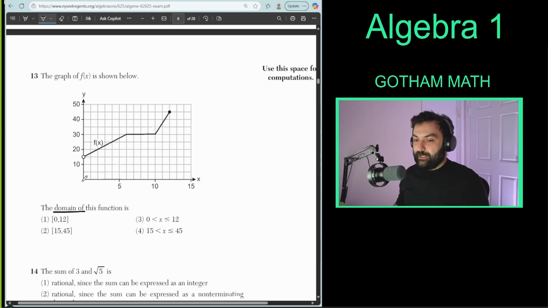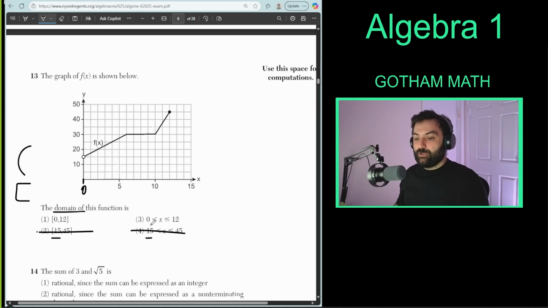It starts at 0. Okay, so right away, this 15 and this 15, that's wrong right away. And every time you have an open circle, we know that we have to use curvy parentheses and not a bracket. Bracket we use with the closed point.